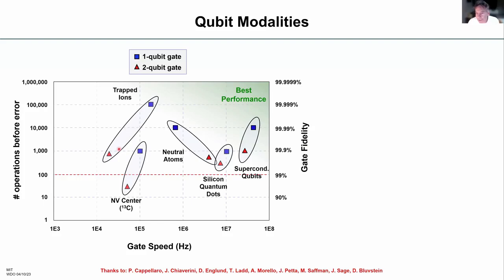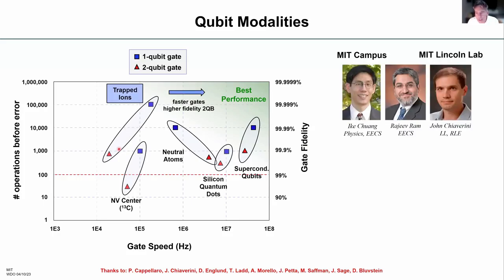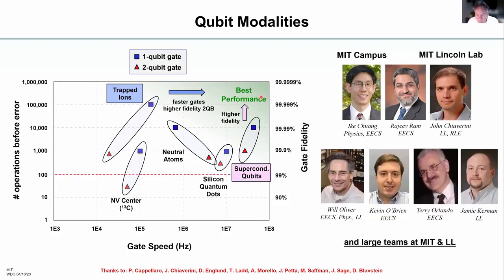So some of the leaders today are trapped ions. And here are some of my colleagues at MIT working on trapped ions. You can see that their single qubit fidelity is quite good. They'd like to make a better 2 qubit fidelity. And overall, both of them, they'd like to make faster. I work on superconducting qubits. Here are some of my colleagues too. And we have pretty fast qubits. We're basically trying to make them better.